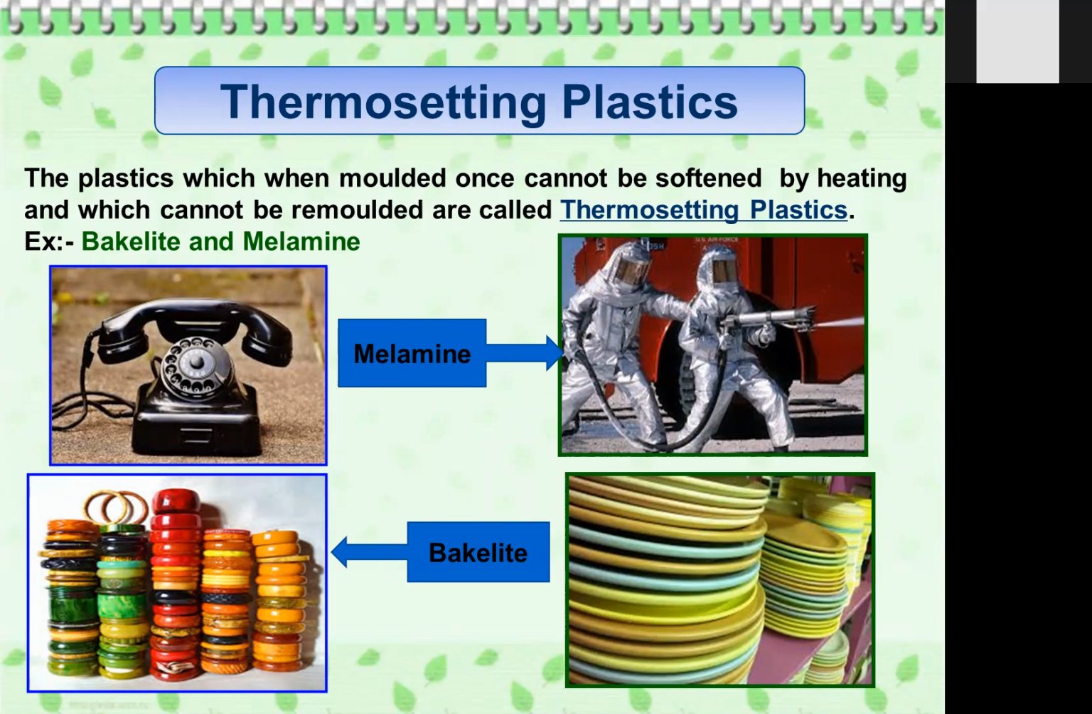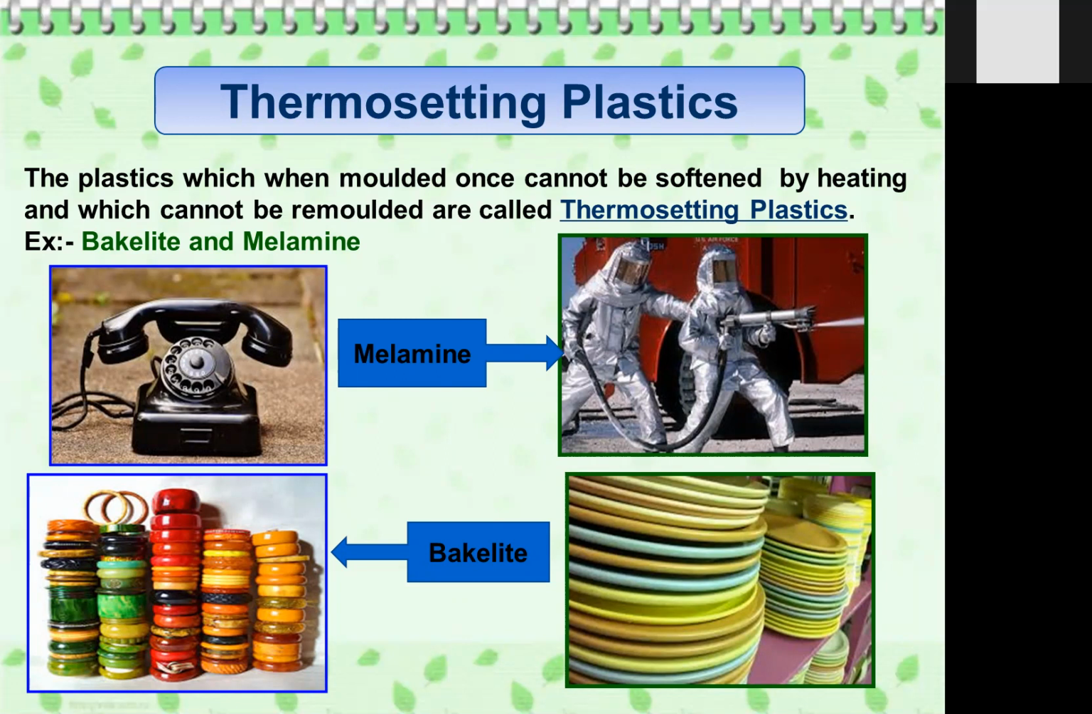The plastics which, when molded once, can't be softened by heating. If you heat them, they can't be softened and can't be remolded into a new shape. Those plastics are known as thermosetting. And what kind of arrangement do they have? Yes, they have a cross-linked arrangement, because that link is difficult to break.